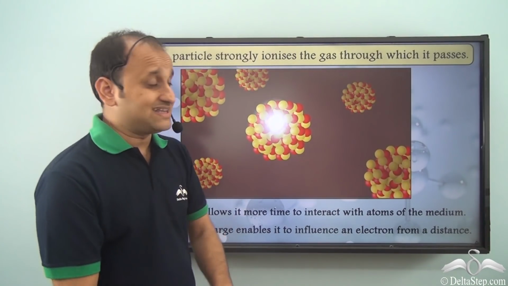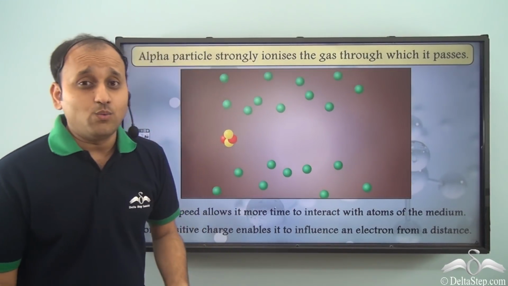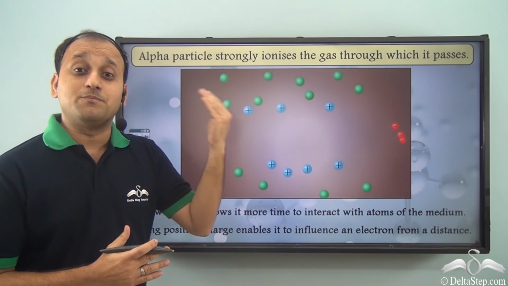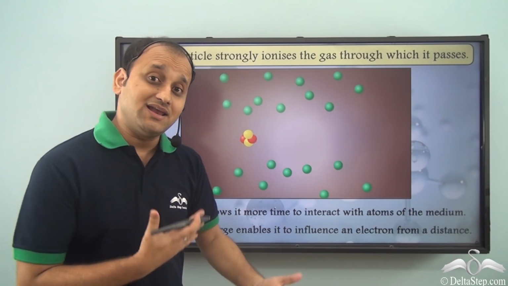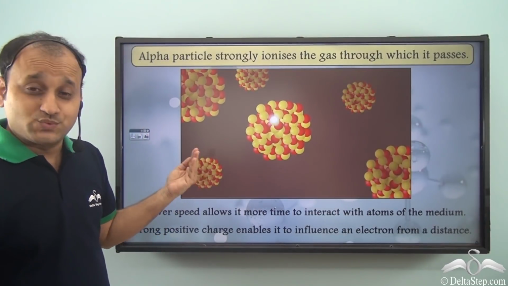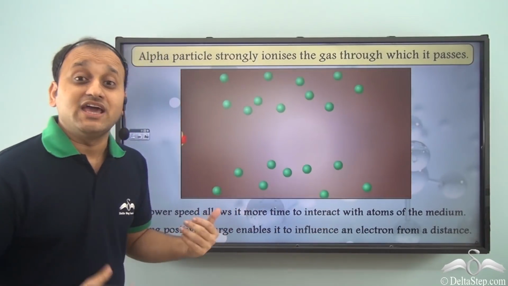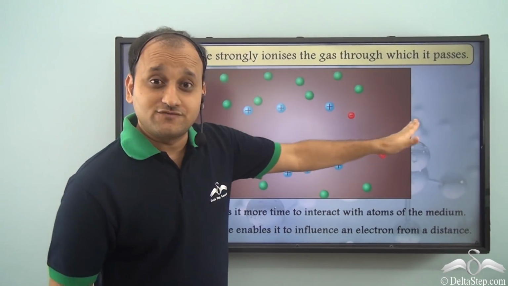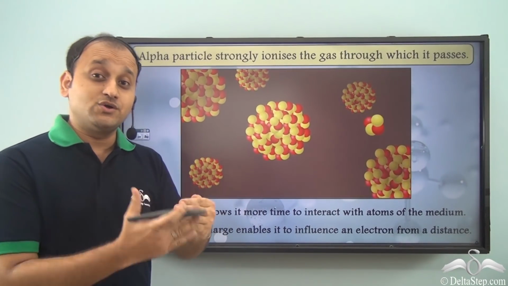Now another important property is that alpha particle strongly ionizes the gas through which it passes. Now what do we mean by ionization? Well, a neutral atom, when it converts to a positive or a negative ion, then we call it ionization. So how does an alpha particle ionize an atom? When an alpha particle passes through a medium, it interacts with the particles of the medium, and because it has a positive charge, it influences the electrons of those atoms, and when it attracts the electrons of those atoms, then the atoms become positively charged, so they are converted into ions.